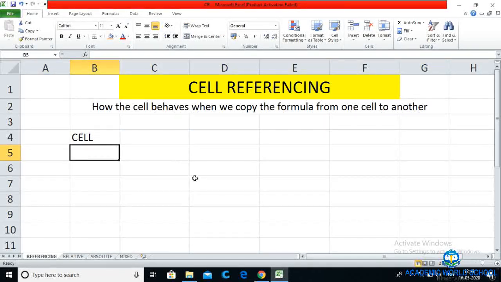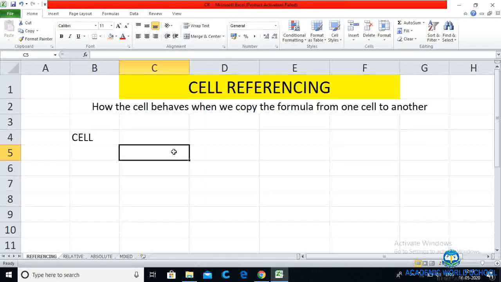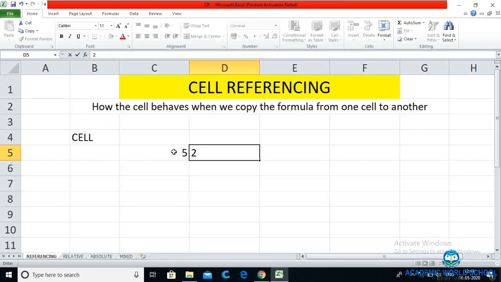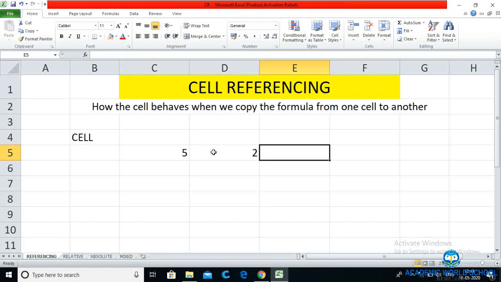Now, let's take a very small example of two numbers. Let's assume it's 5 and 2, and we need to add them. So obviously we will add these two numbers, 5 plus 2, and we will be expecting the answer 7. Oh my god, but it is not showing any answer. Why? What is the reason?